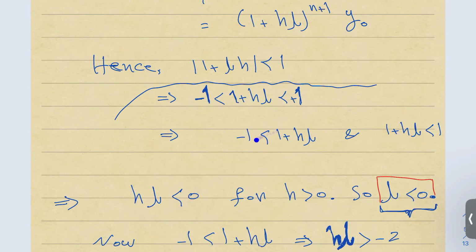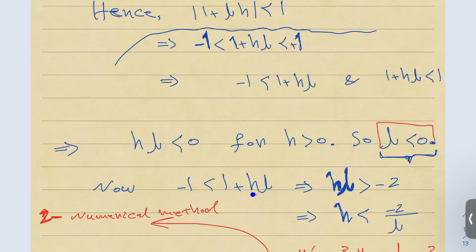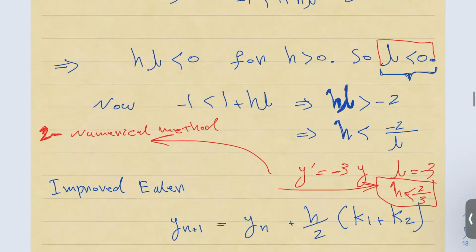Now, let's see this condition. Minus 1, this guy, h lambda. Since lambda is less than 0, I divide this inequality by lambda. So this will be h less than minus 2 over lambda. Okay, so we see that the step size we can choose should be less than minus 2 over lambda. Otherwise, it won't be convergent. Otherwise, the Euler method won't work.